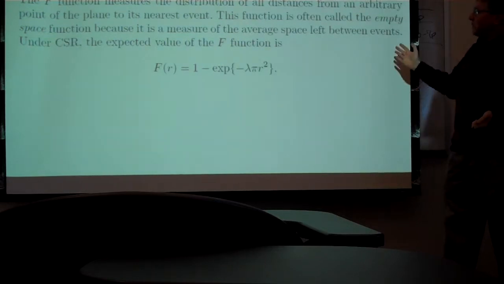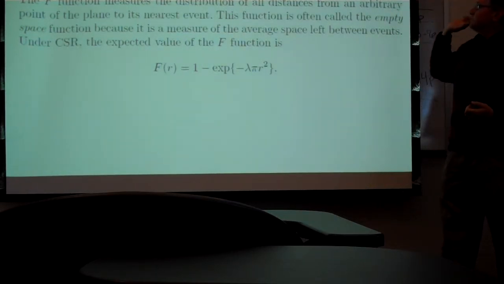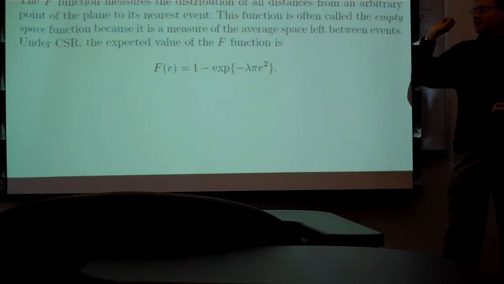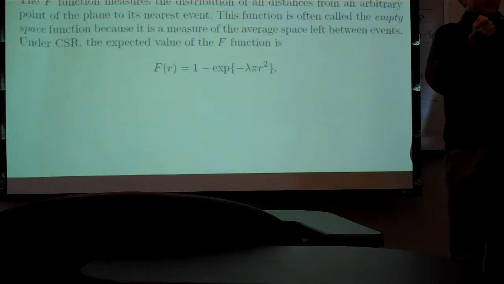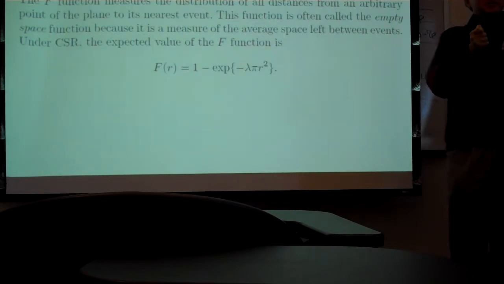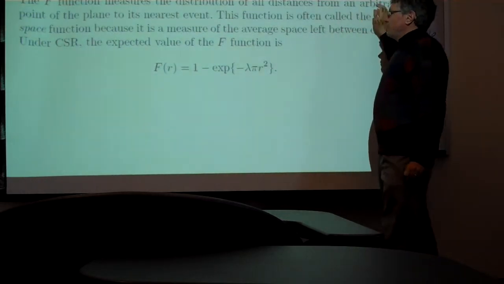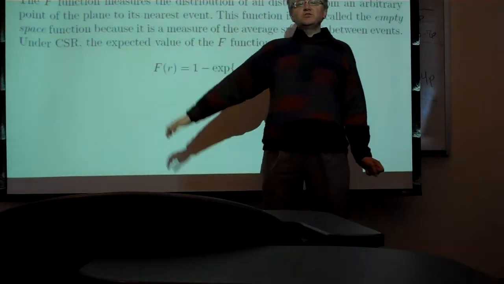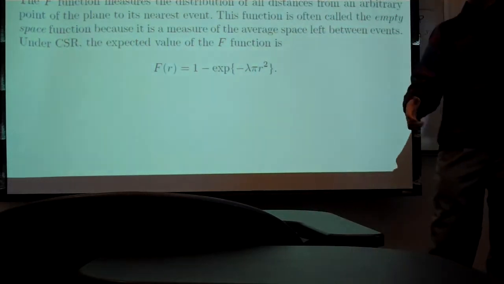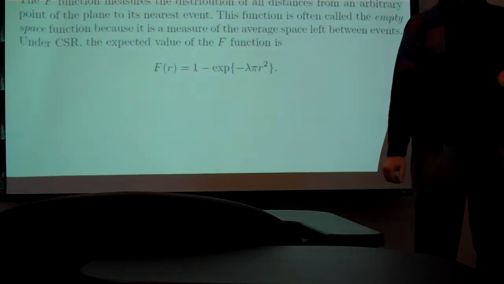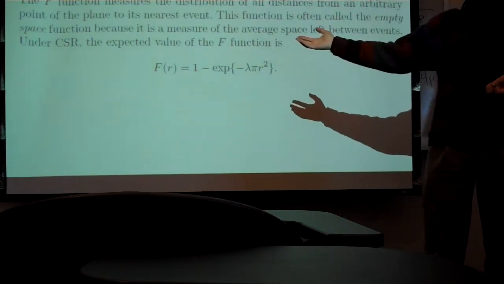A similar idea is the F function, which instead of looking at distances between pairs of occurrences, picks a point anywhere in the plane and asks, what's the distance to the nearest point? So it basically says, if I parachute down at random, how close am I going to be? Or how far away is the nearest tree?